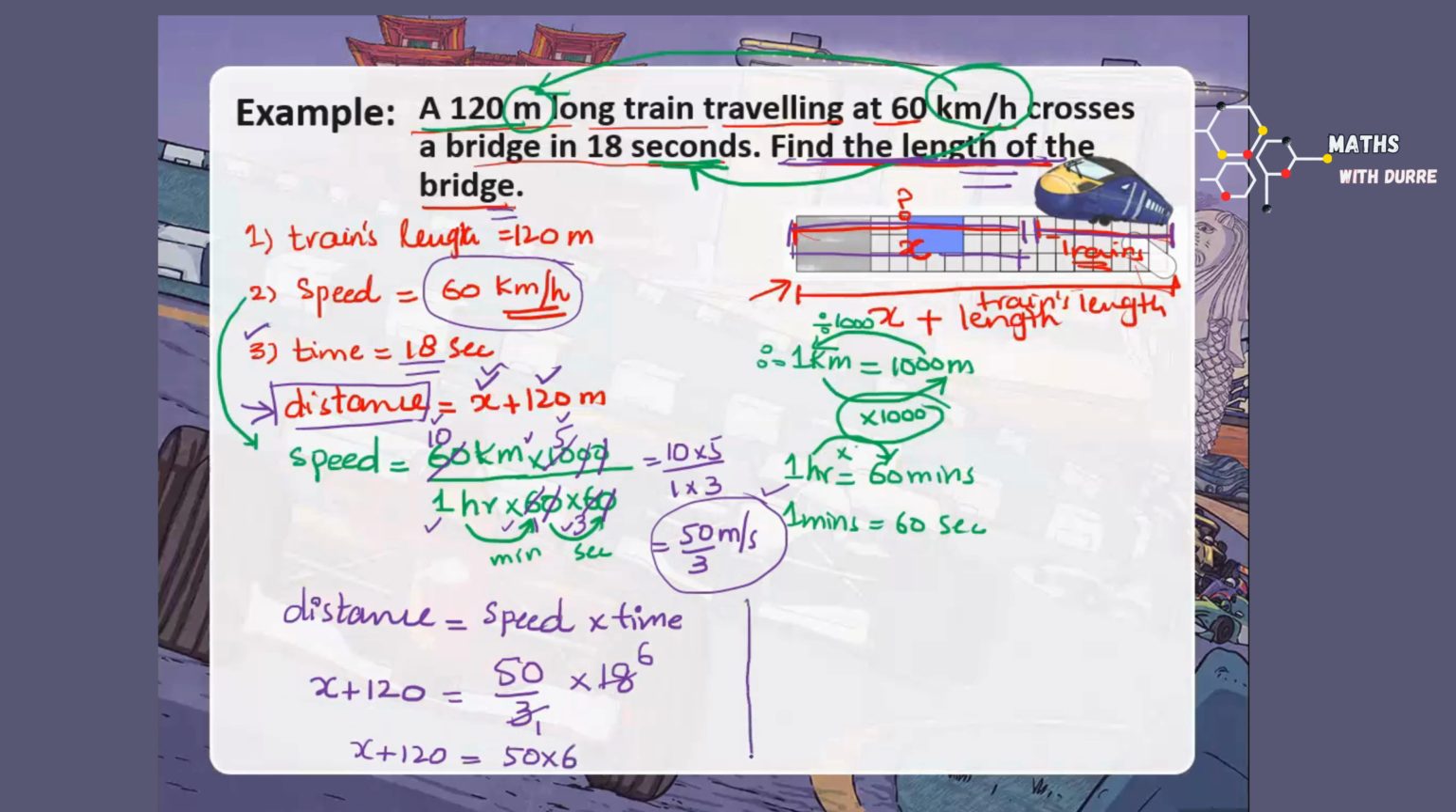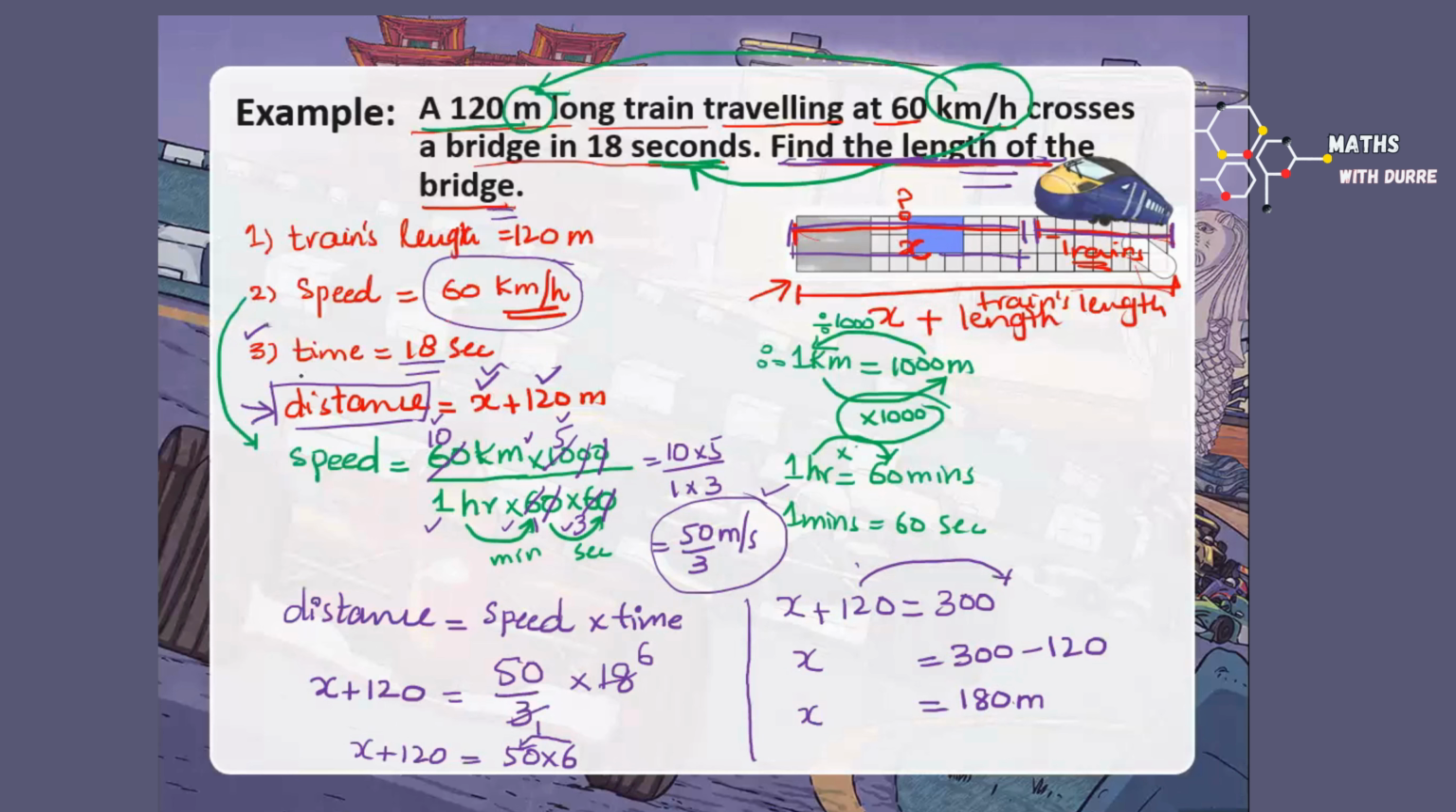Now I will do the rest of the working here. x plus 120 equals, now I will multiply both of them, 5 sixes are 30 and 0 will come together, 300. Now I will just solve it like algebra. I will move this 120 to the other side of the equation. So it will be 300 minus 120 and now my answer will be 180. 180 what? Because it is a distance, I have to write 180 meters.